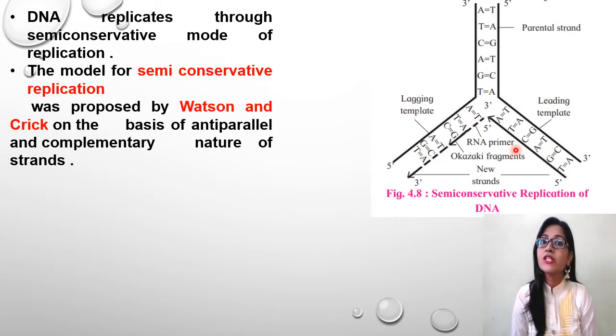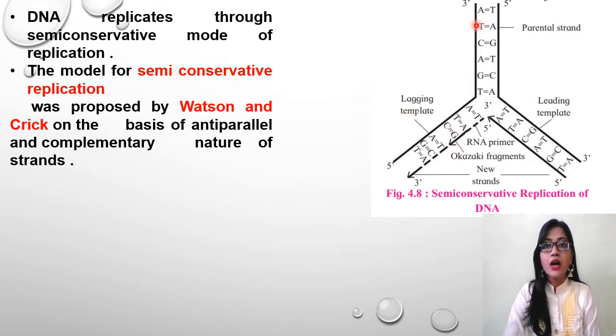S stands for the synthesis phase of interphase in the cell cycle. DNA replicates through a mode of replication called the semi-conservative replication process. The model of semi-conservative replication was proposed by Watson and Crick on the basis of the anti-parallel and complementary nature of the DNA strands. The process of semi-conservative replication is shown.